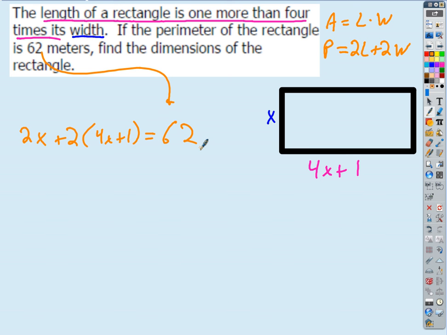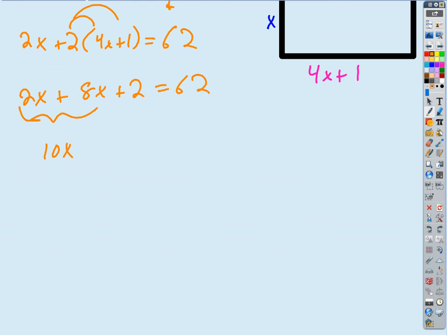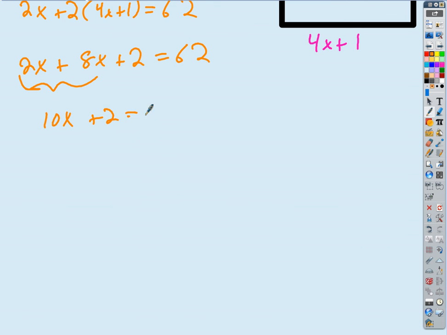Distribute, good. Got to distribute the 2. So that gives me 2x plus 8x plus 2 if I distribute, right? Equals 62. Now what? Combine like terms. 2x plus 8x is 10x, plus 2 equals 62. Now I got a single x I can isolate.